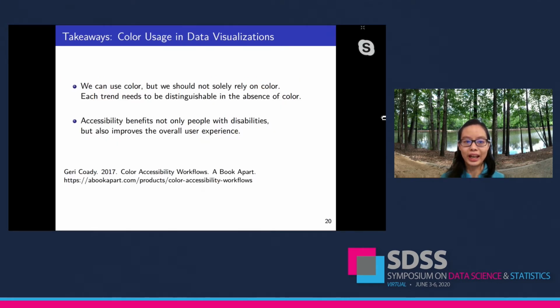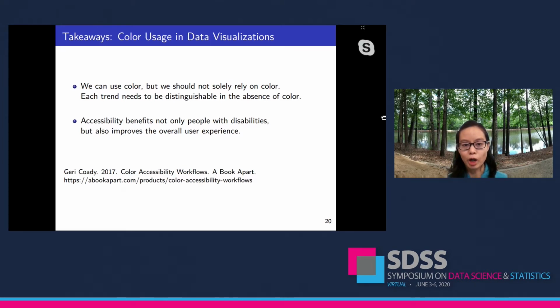So the takeaways about color usage is that we can use color, and we can use that to our advantage, but we should not solely rely on color. So for each trend, they need to be distinguishable without the color. And we need to remember that accessibility benefits not only people with disabilities, but also improves the overall user experience.